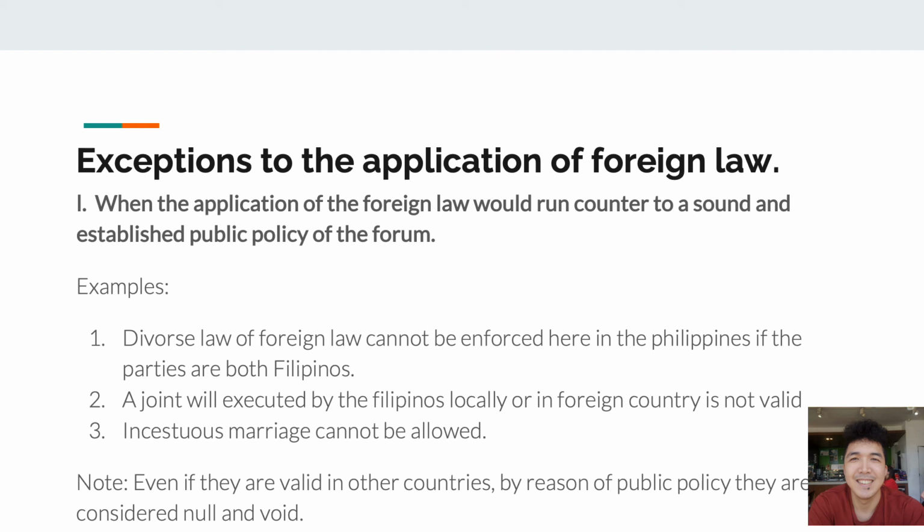2. A joint will executed by Filipinos in a foreign country is not valid, because our law and our public policy recognize that a will is a personal act, not joint. 3. Incestuous marriage cannot be allowed because it is contrary to our public policy and it was provided by the Family Code that it is considered null and void. Note, even if they are valid in other countries, by reason of public policy, they are considered null and void.